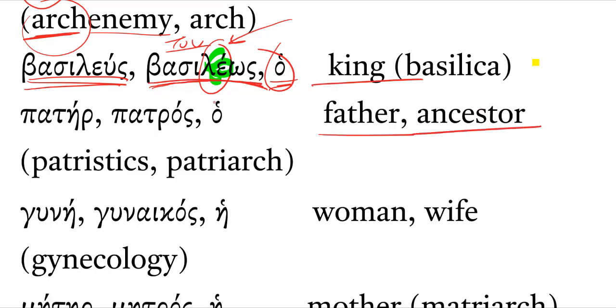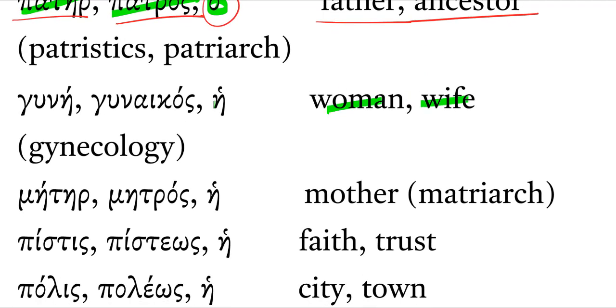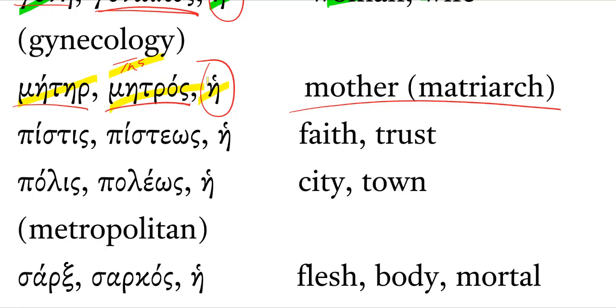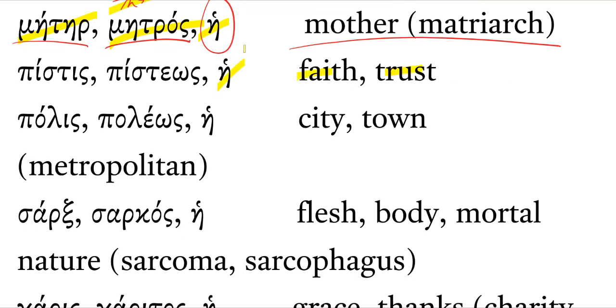The word for father or ancestor is ho pater tou patros, right? The article tells you, hey, this is a masculine noun. Ho pater tou patros. Then we have the word for woman or wife. He gune tes, right? The word tes is not there, but that's the genitive article. Tes gunaikos. He gune tes gunaikos. Then we have the word for mother. He meter tes metros, right? He meter tes metros. Then the word for faith or trust. He pistis tes pisteos. He pistis tes pisteos.